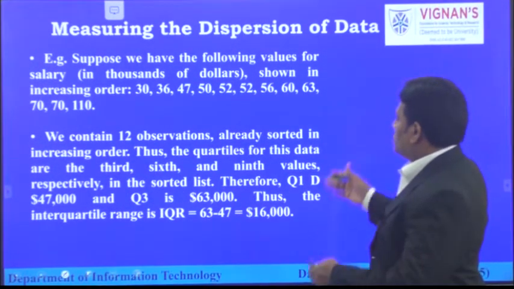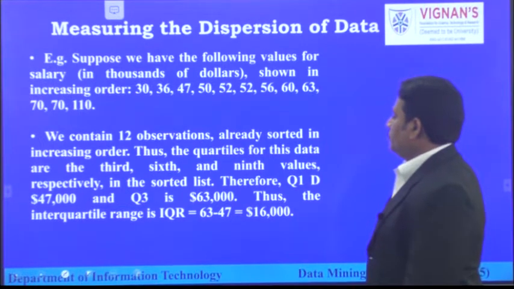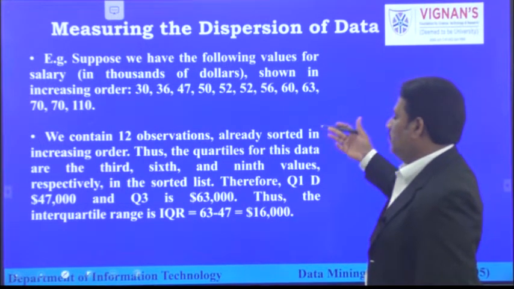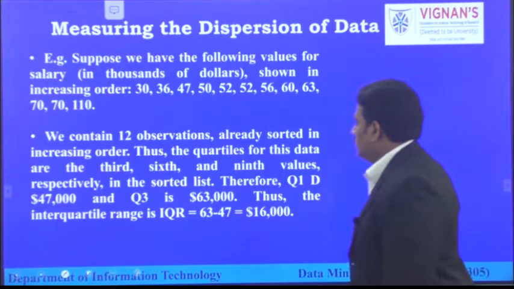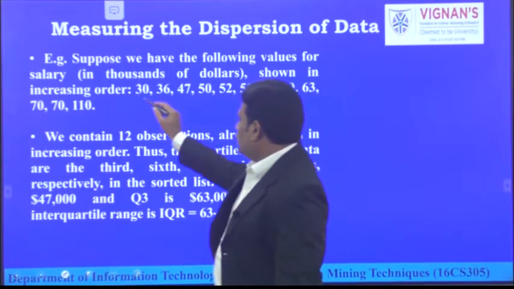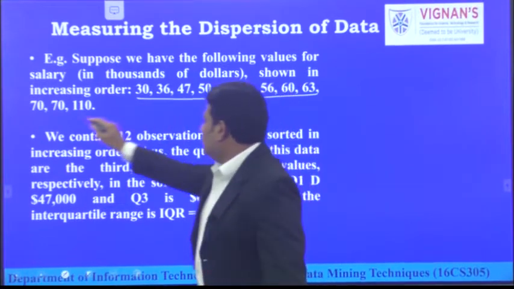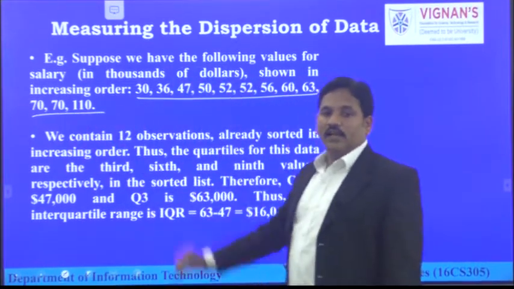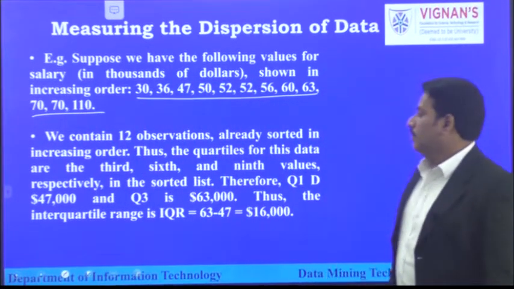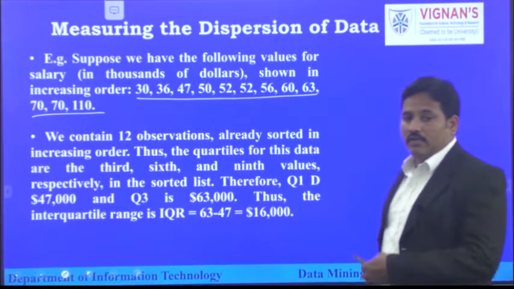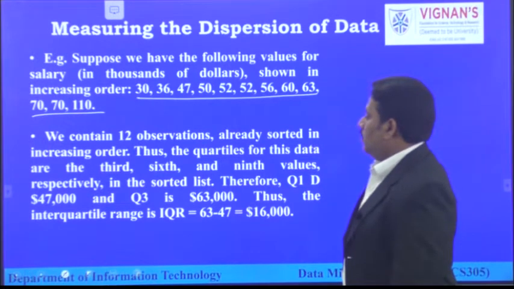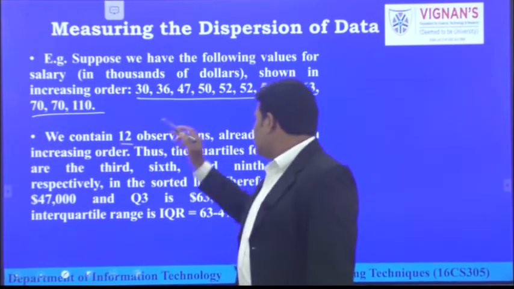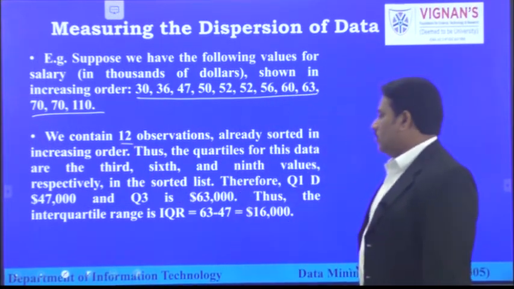And let's see this example. For the given example, what are the quartile values and what are the IQR values here? In the same example that we have seen in the previous slides, we took the salary values which are in the range between 30 to 100. Totally we are having 12 unique values here, and we have 12 observations already sorted in increasing order.